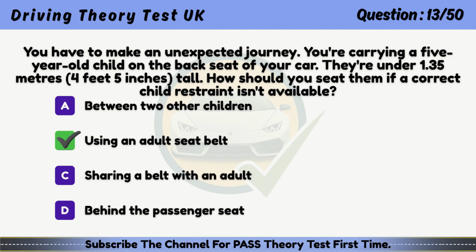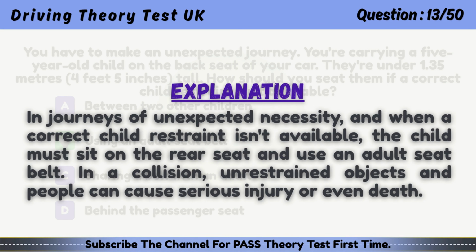Answer is B. Using an adult seat belt. In journeys of unexpected necessity, and when a correct child restraint isn't available, the child must sit on the rear seat and use an adult seat belt. In a collision, unrestrained objects and people can cause serious injury or even death.